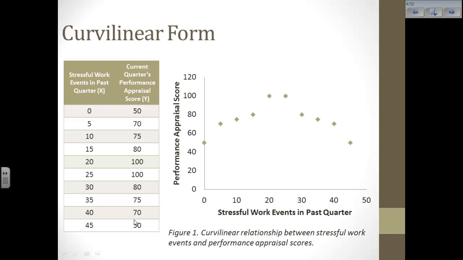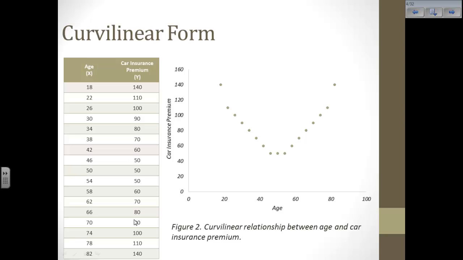So if you looked at this relationship with Pearson's correlation, which is designed for linear relationships, not curvilinear, it would be misleading. Here's another curvilinear relationship, or a U-shaped curvilinear form. So we're all probably pretty familiar with this. When you first start driving, your insurance premium is really high. And most of us start driving at least by age 18.